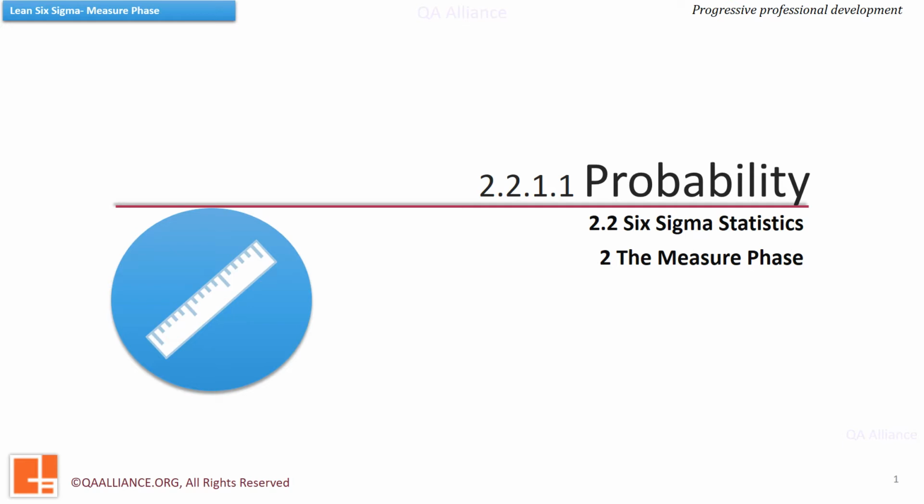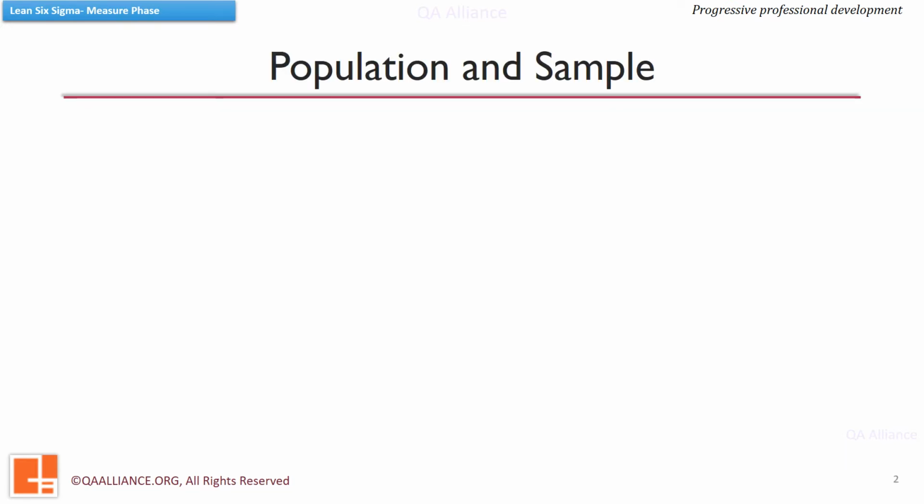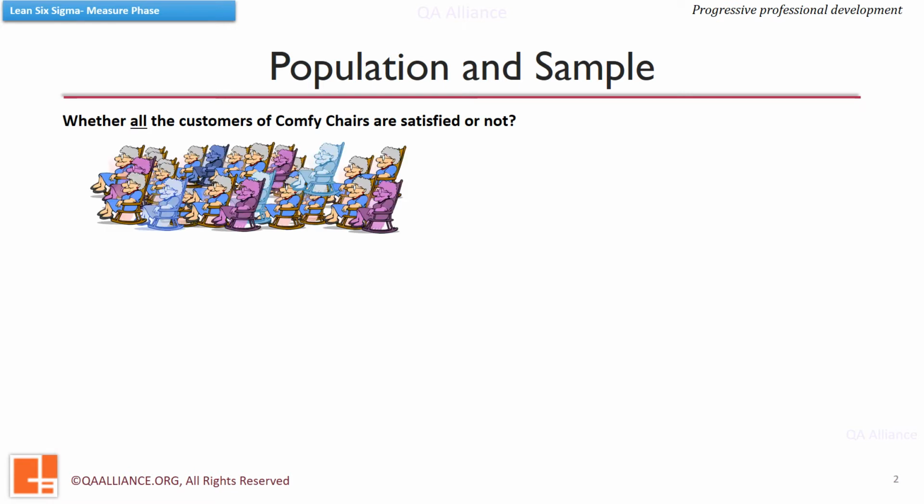And to understand all these, we should also know about two important terms, that are population and sample. To understand the terms population and sample, let us take this hypothetical example where we want to study whether all the customers of comfy chairs are satisfied with the delivery timeline of comfy chairs, or not. In this case our population is all the customers who have bought comfy chairs from Alex's shop since its sale started. To get this information, we can analyze the data of all the 3,000 customers.